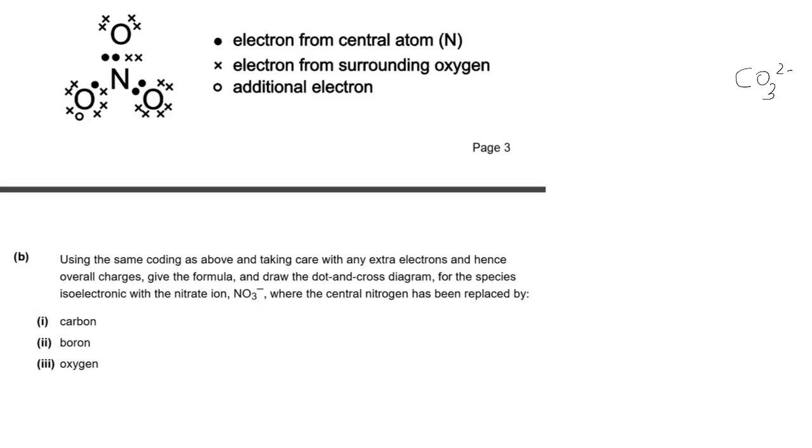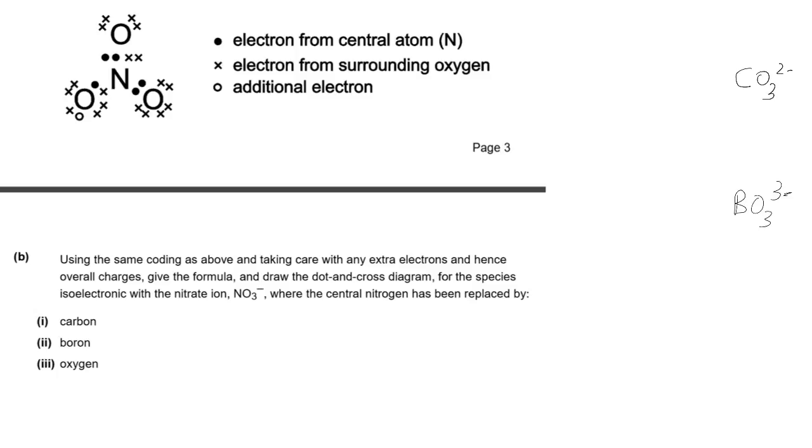Boron is 1 group further to the left compared to carbon, so it's going to be the same kind of shift again. We need to add 1 more additional electron because the central atom can provide only 1 fewer now. So the formula is going to be BO3 3-. In this case, we need 3 additional electrons.